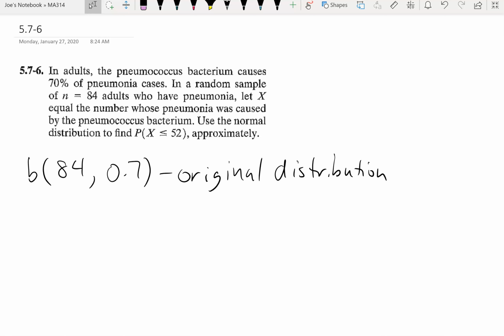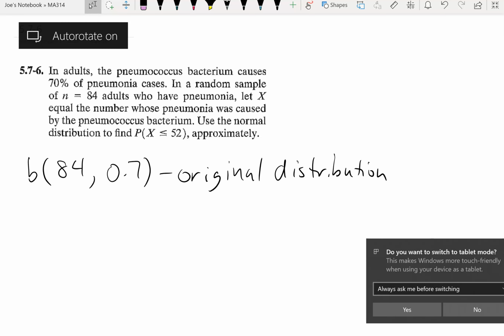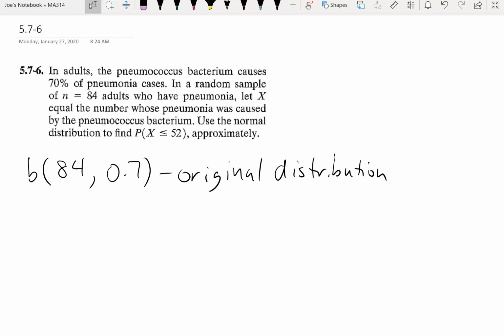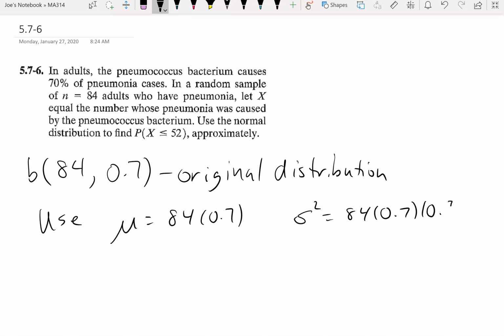So for this particular example, we're going to use mu equal to 84 times 0.7, and sigma squared equal to 84 times 0.7 times 0.3.